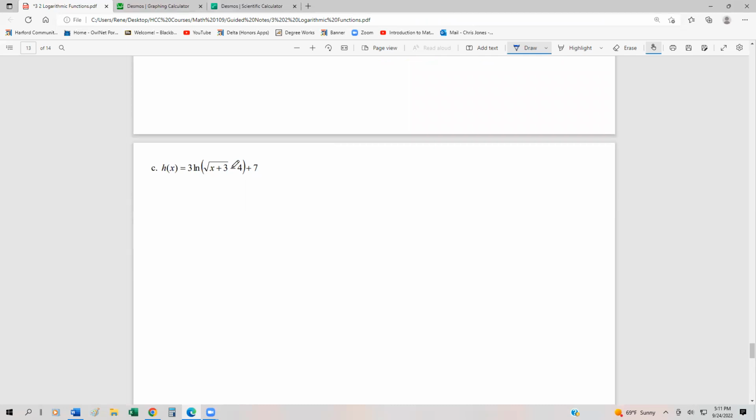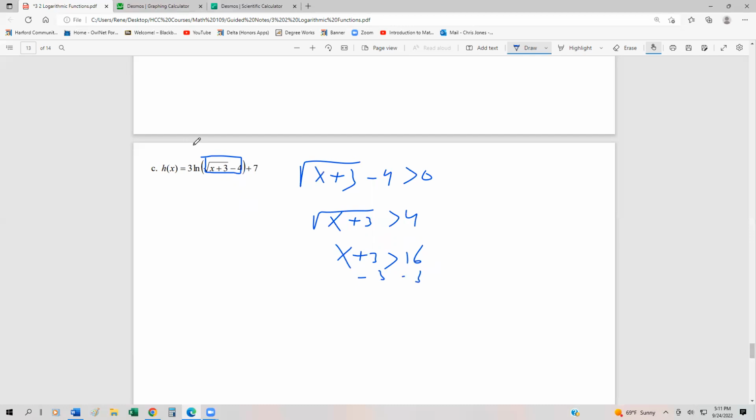Third example, 3 ln of the square root of x plus 3, minus 4. Again, this has to be greater than 0. So root x plus 3 minus 4 greater than 0. To solve this, we add 4 to both sides. We square both sides to get rid of the square root. So x plus 3 is greater than 16. Then we subtract 3 from both sides, and we end up with x is greater than 13. Or in interval notation, 13 to infinity.